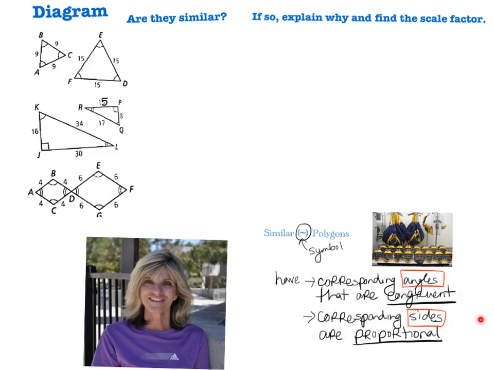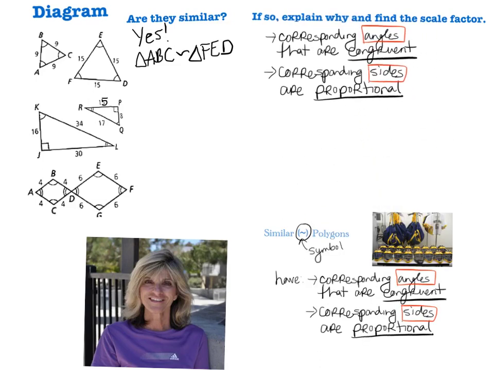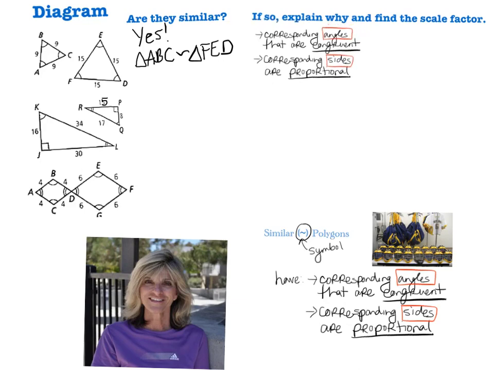But are the sides proportional? Well, we have to check every corresponding side. AB corresponds to FE, 9 over 15, 9 over 15, 9 over 15. All the ratios are the same, therefore they are proportional. So my answer is yes, they are similar. Triangle ABC is similar to triangle FED. Why are they similar? Because the corresponding angles are congruent and the corresponding sides are proportional.